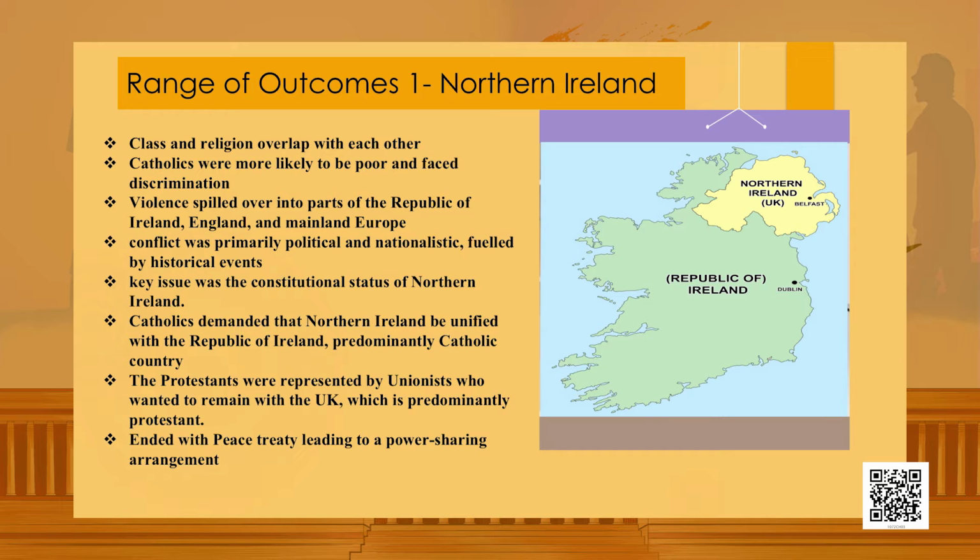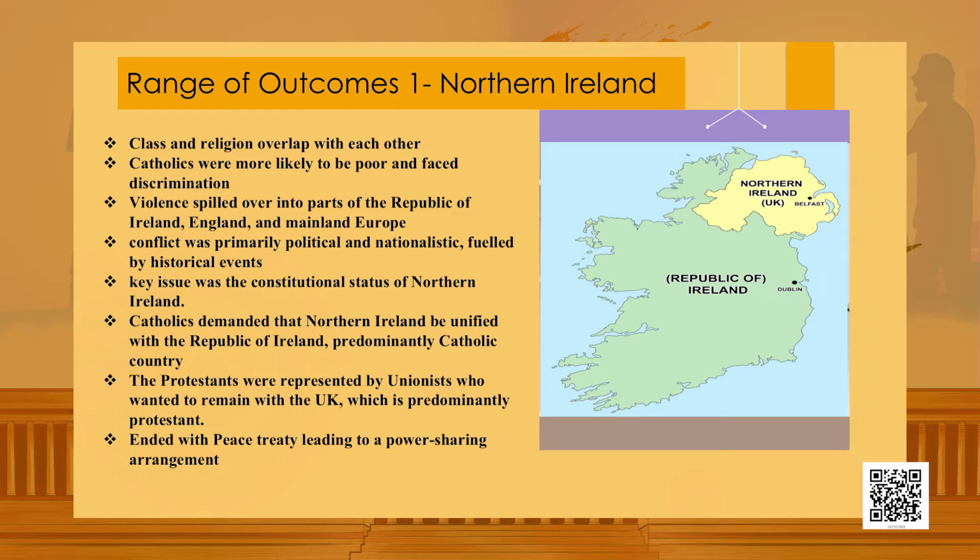The Catholics were represented by the nationalist parties who demanded that Northern Ireland be unified with the Republic of Ireland, a predominantly Catholic country. The Protestants were represented by Unionists who wanted to remain with the UK, which is predominantly Protestant. Hundreds of civilians, militants and security forces were killed in the fight between the Unionists and the Nationalists, and between the security forces of the UK and the Nationalists. It was only in 1998 that the UK government and the Nationalists reached a peace treaty leading to a power-sharing arrangement in the Northern Ireland Assembly, after which the latter suspended their armed struggle.